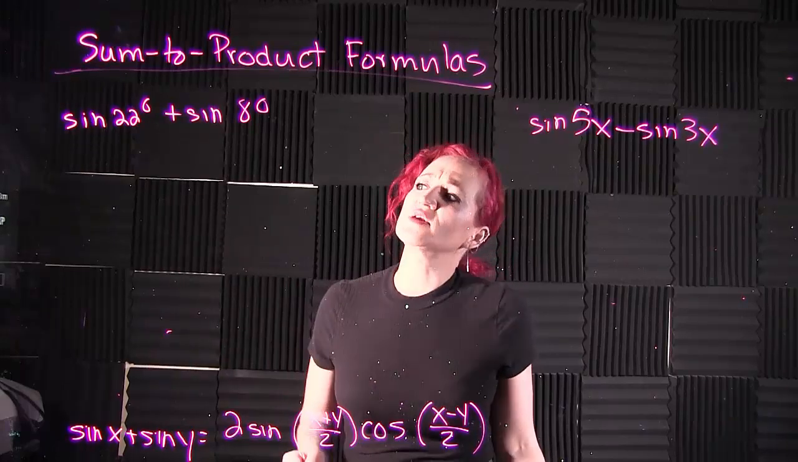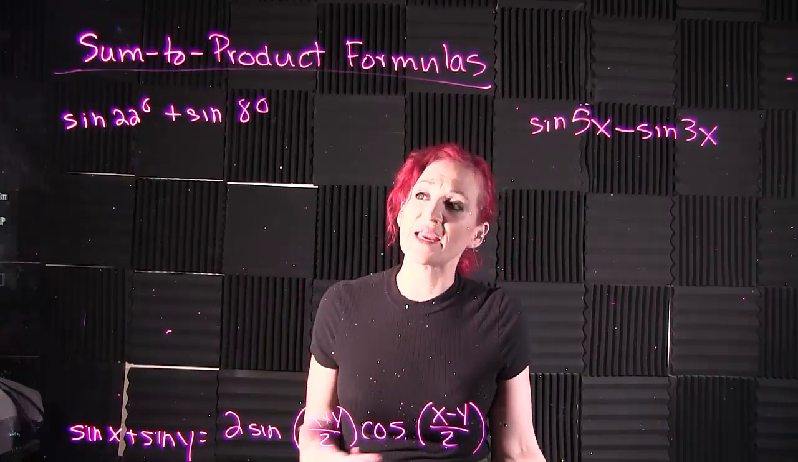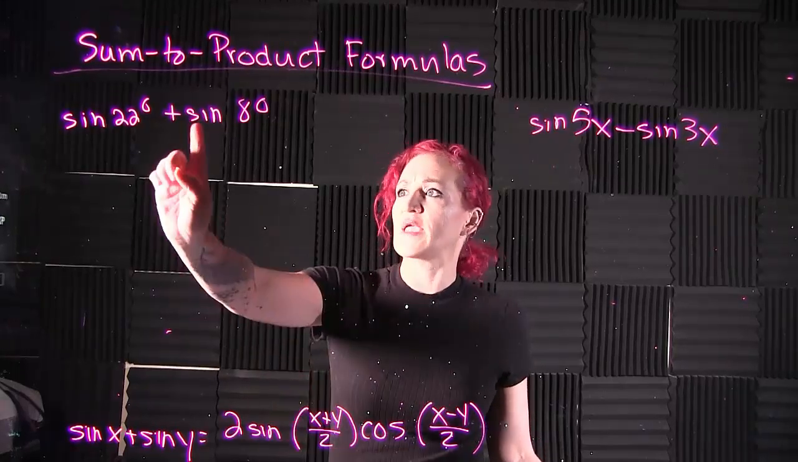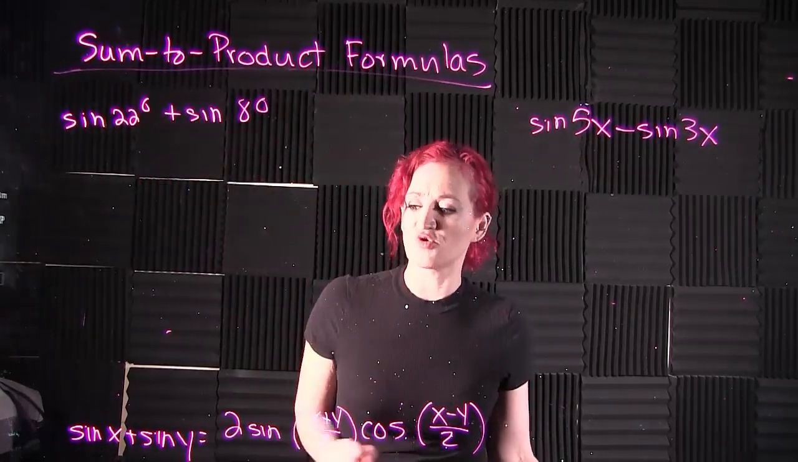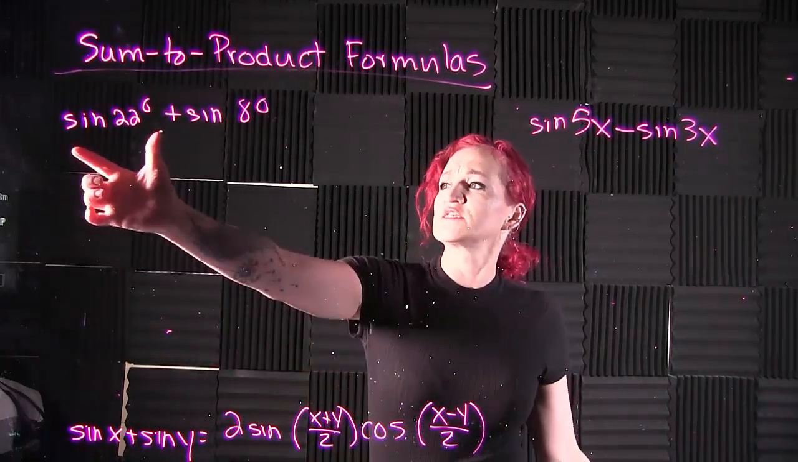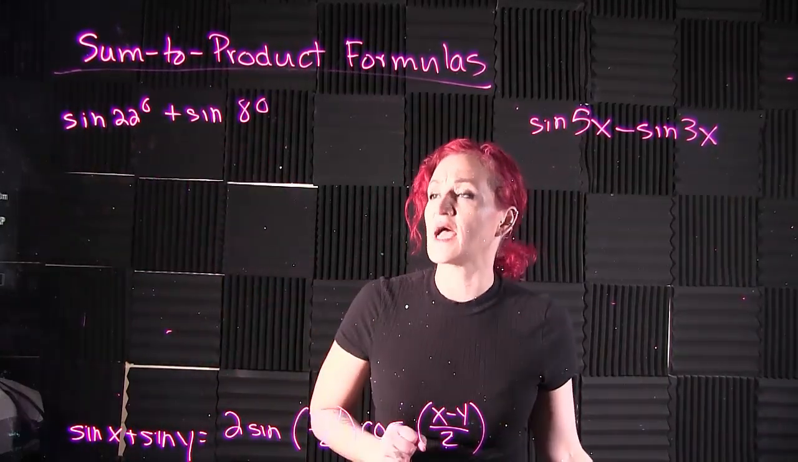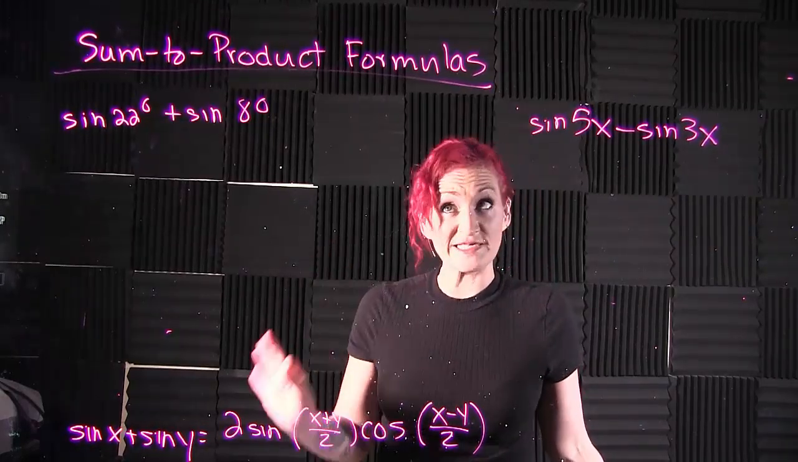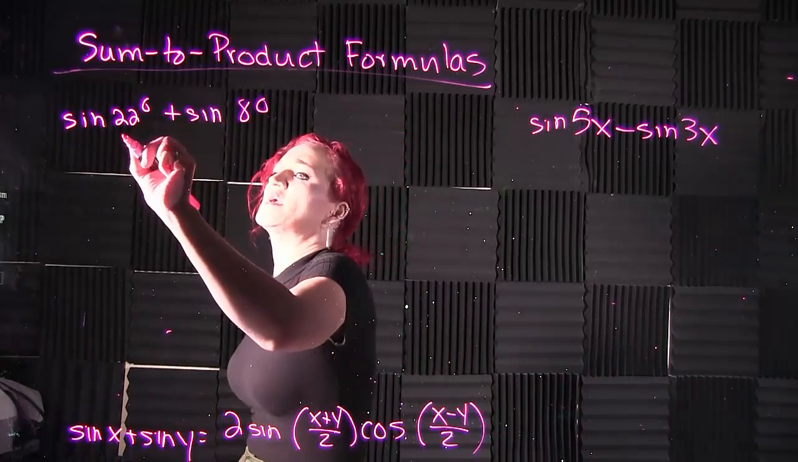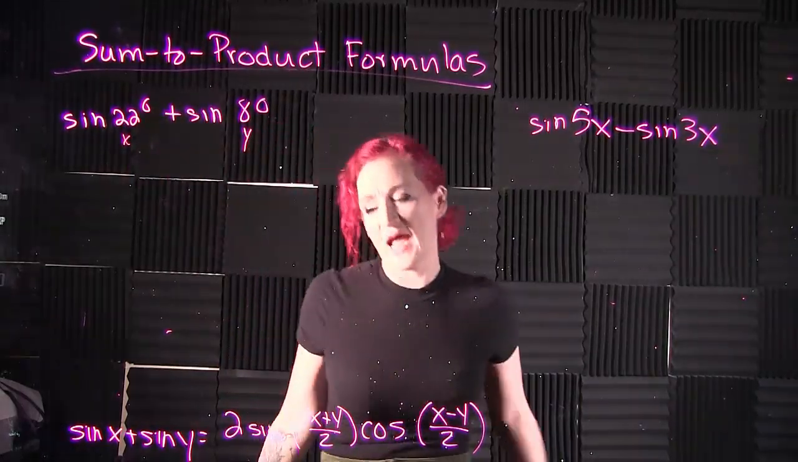First, we're going to take sine of 22 plus sine of 8. So using the appropriate formula here, we have a sum. We want to change this to a multiplication. We're going to plug into this formula to make that happen. Since we have a sine plus a sine, we are using the appropriate sum to product formula where we're taking sine x plus sine y. So 22 will be our x, 8 will be our y.